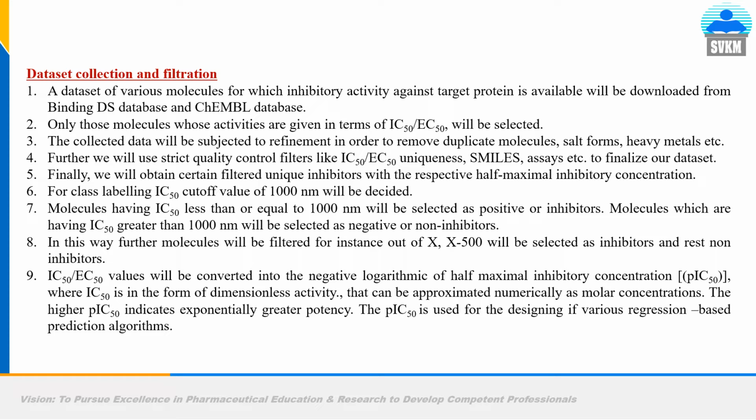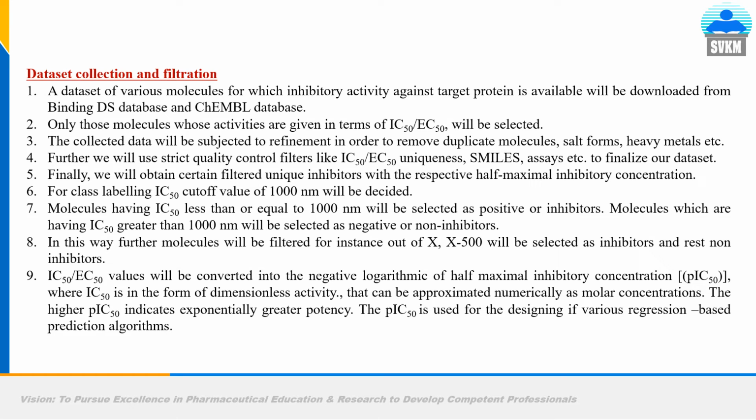For class labeling, an IC50 cutoff value of 1000 nanometer will be decided. So you should have two things, X and Y. X means the independent feature or your input. Y means the output or label or your result. So here X is the independent feature, that is various types of drug molecules or compounds, and Y will be their inhibitory potential, that is the label.